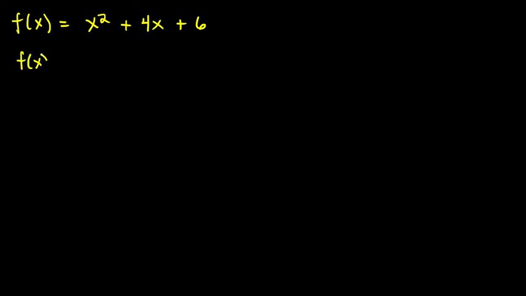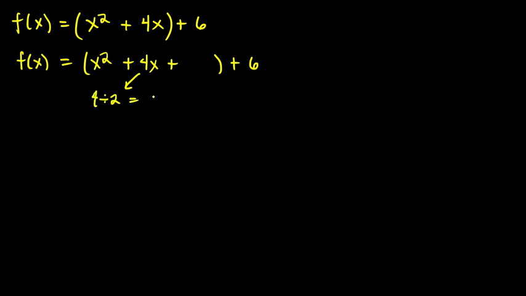So f of x equals, the first step is to isolate these two terms. So we get x squared plus 4x, and we need to leave a space here, plus 6. The space for completing the square will be half of 4. So we take 4, divide it by 2, we get 2. Then we square 2, we get 4. So we need to add 4 here and subtract 4 here to keep the equation the same.